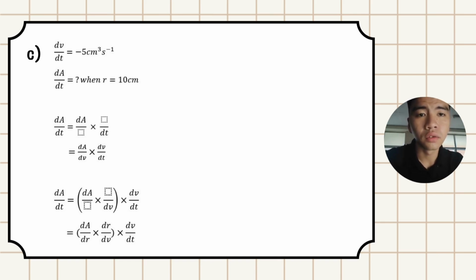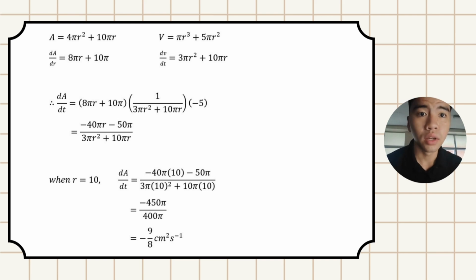So dV over dt is given as negative 5 centimeters cubed per second, and we have to find out what dA over dt is when the radius given is 10 centimeters. So the dA over dt equation can be shown as dA over dV times dV over dt. So for dA over dt, we'll substitute the dr into it. So dA over dr times dr over dV times dV over dt. That will give us dA over dt.